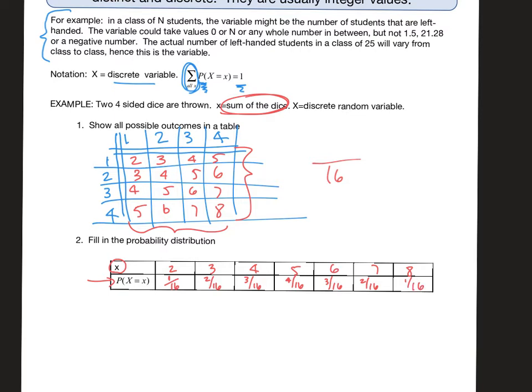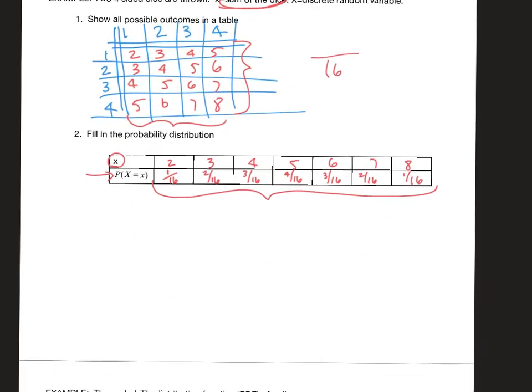Okay, now really, really important. These fractions right here, all of them, have to add up to be 1. So I'll let you double check that. Those fractions do add up to be 1. Okay, so let's take a look at the second page.